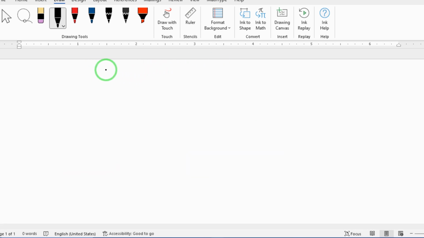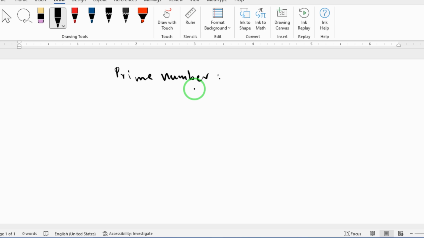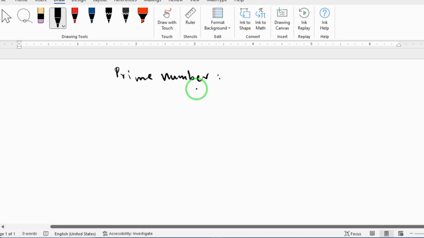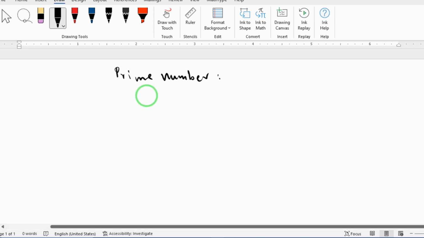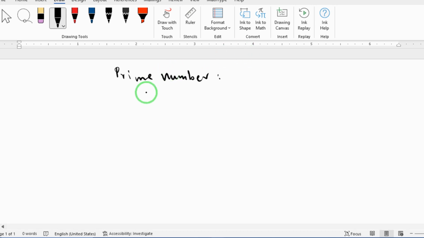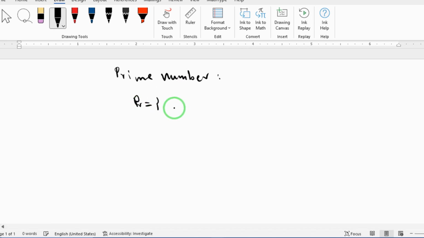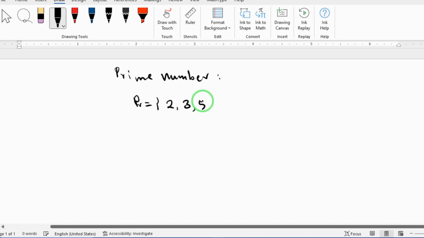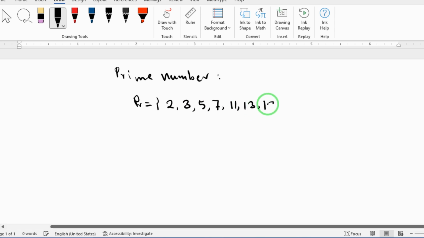Other types of numbers are prime numbers. What is a prime number? Those numbers which have only two factors, or are divisible by only two numbers, one is itself and the other is one, are called prime numbers. If we denote the set by PR, for example, like 2 and also 3, 5, 7, 11, 13, 17, and etc.